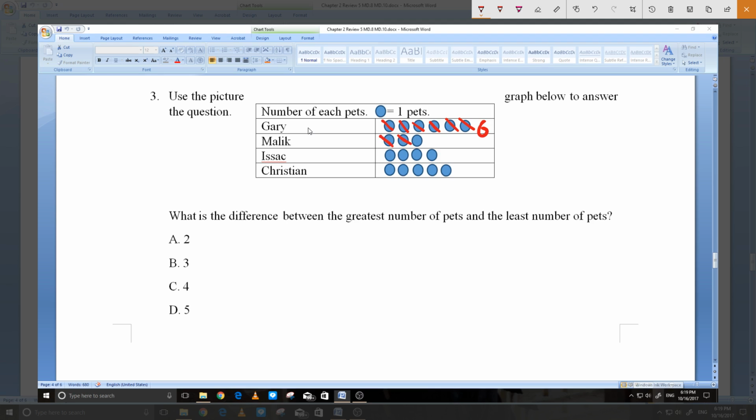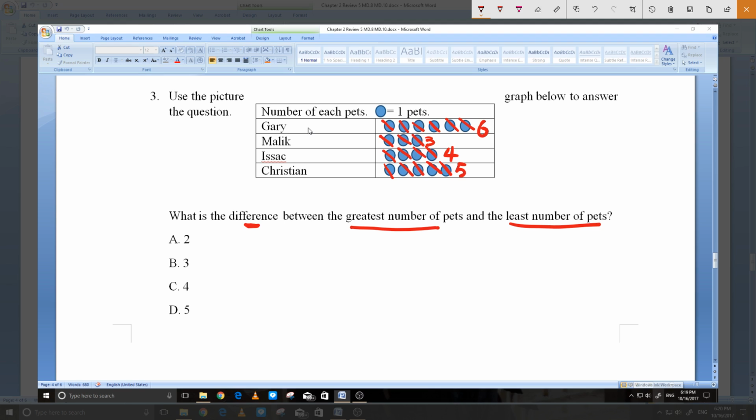Malik, 1, 2, and 3. Isaac, 1, 2, 3, 4. Christian, 1, 2, 3, 4, 5. Okay, the question states, what is the difference? Okay, we need to subtract here because of the word difference between the greatest number of pets and the least number of pets. So we need to use the greatest number of pets, subtract the least number of pets.